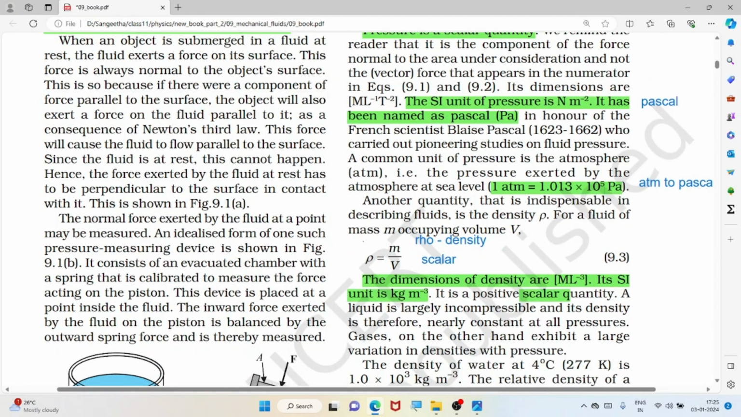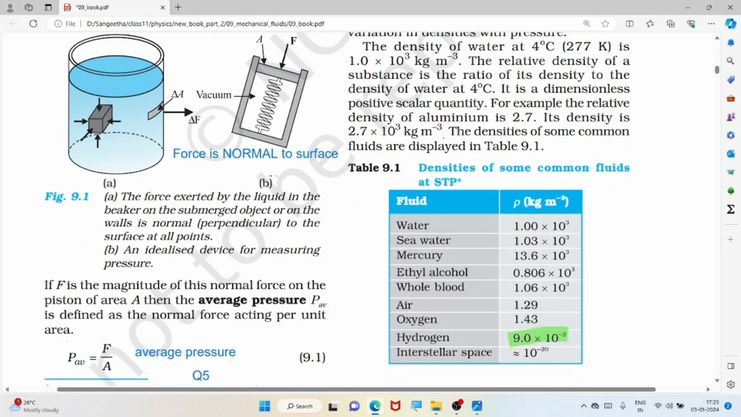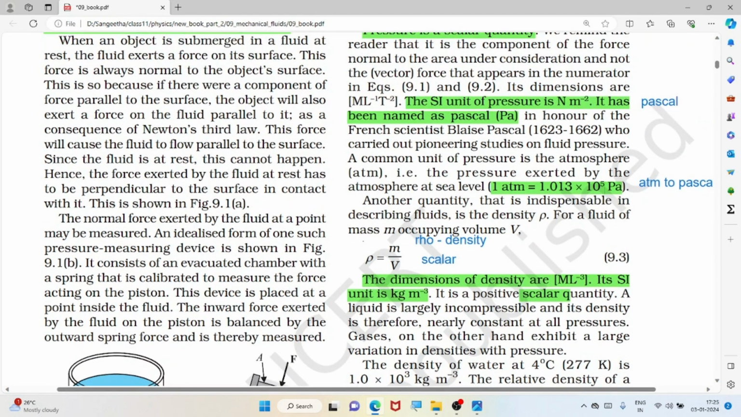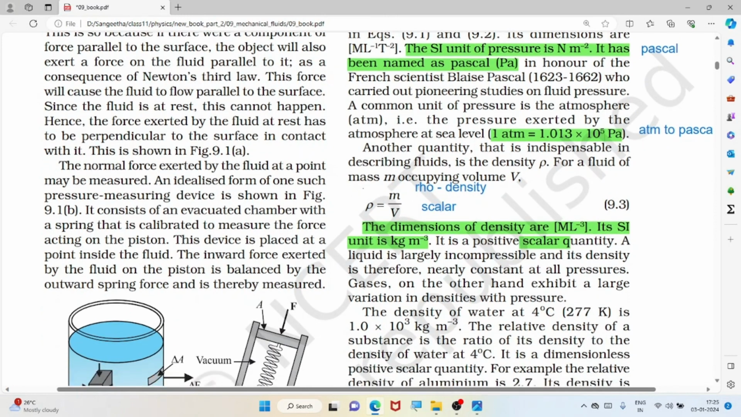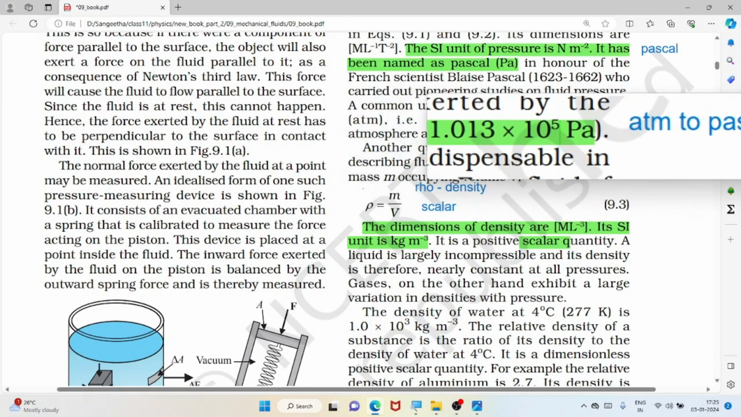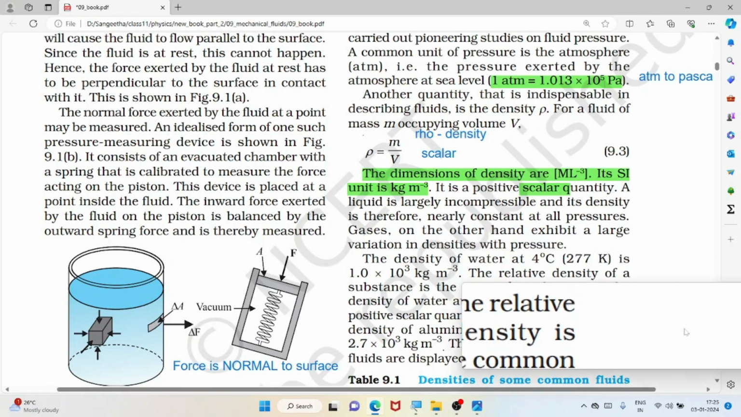The unit of pressure is Pascal, that is Newton per meter square. Force is in Newton and area is in meter square, so Newton per meter square is the Pascal, the pressure unit. 1 atm, atmospheric pressure, is 1.013 into 10 power 5 Pascal.